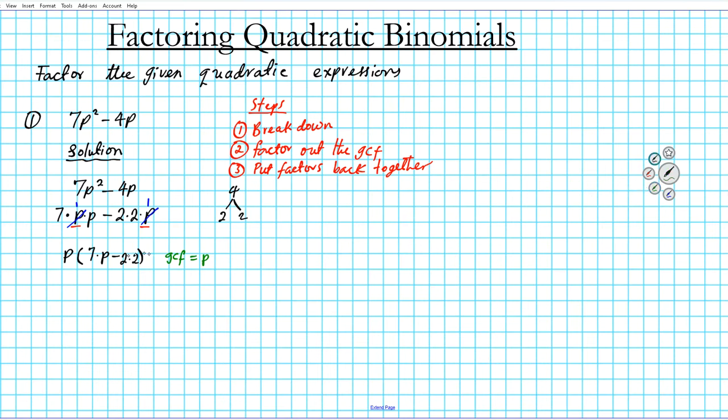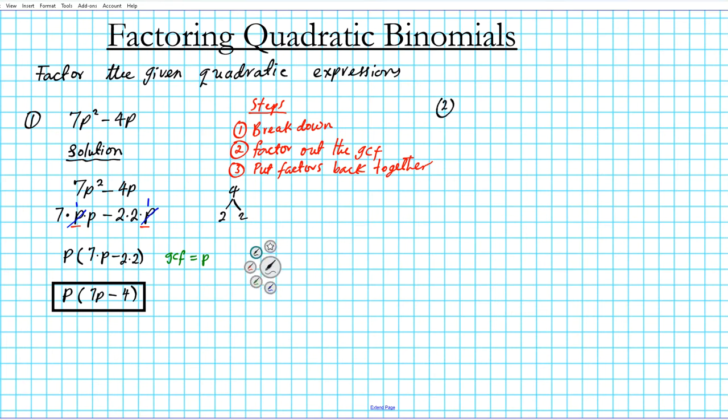Alright. So now we're going to put the factors back together. P doesn't need to be put back together because it's just one term. 7 times p is just 7p. And then 2 times 2 is 4. Bam. So the factored state of the given quadratic expression is p times quantity 7p minus 4.